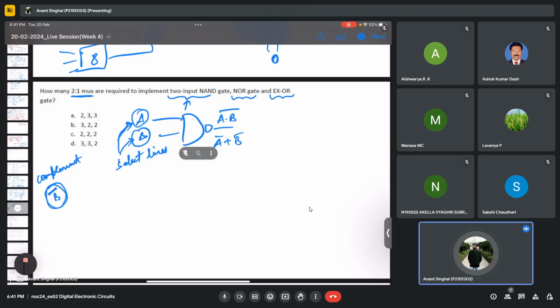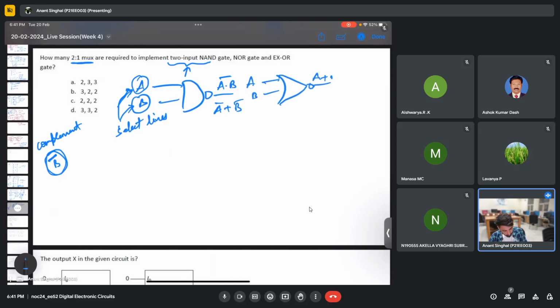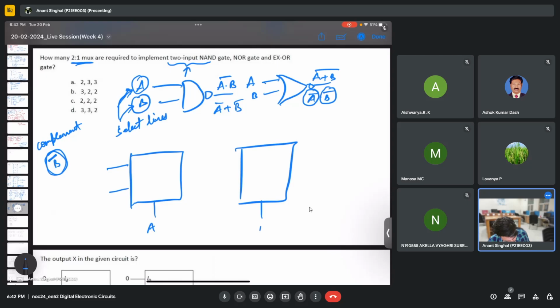So let me try to solve. Since I've already given you the idea for NAND, let me try for NOR and XOR first. So NOR is basically A plus B whole complement, that is A complement dot B complement. As I said, you can only use A in the select line, and we have only 2 cross 1 mux, and we want the final expression to be A complement multiplied by B complement. So if I use this B here, I am getting a B complement here.